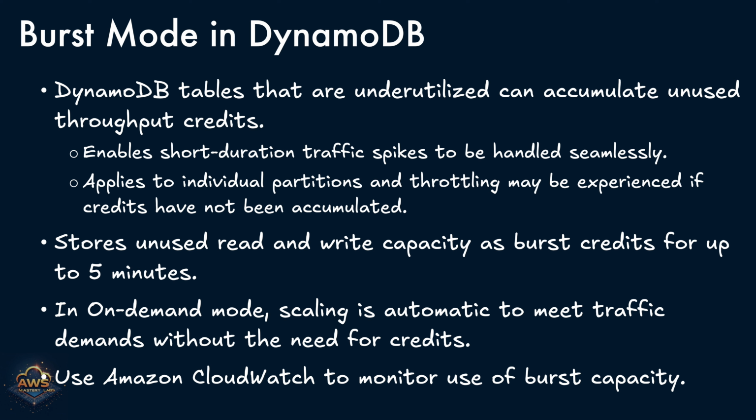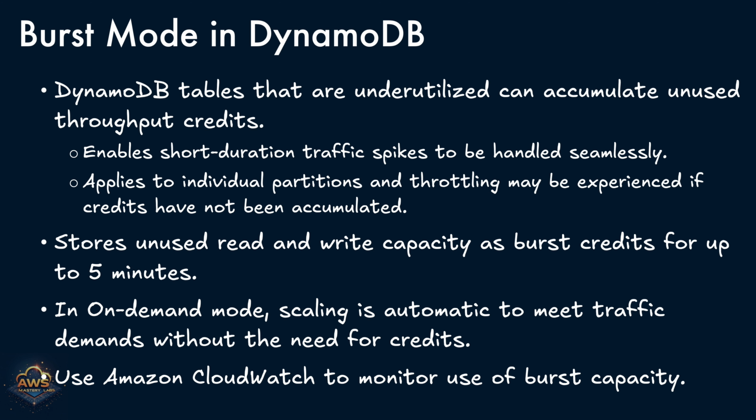Bursting in DynamoDB refers to its ability to temporarily accommodate traffic spikes by using unused throughput capacity. This feature is particularly applicable in provisioned mode, where read and write capacity is pre-allocated. If a table or a partition consumes less than its allocated capacity, DynamoDB accumulates unused capacity as burst credits for a limited time, up to 5 minutes. These credits can then be used to handle sudden surges in traffic, allowing short-term scalability without immediate throttling.